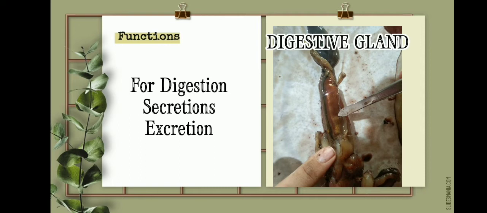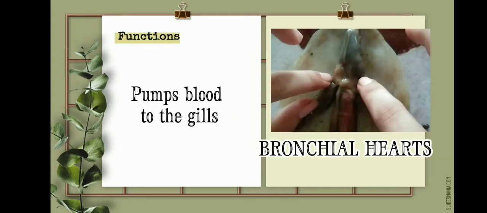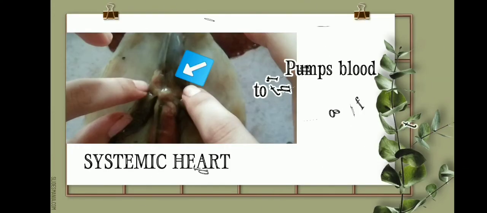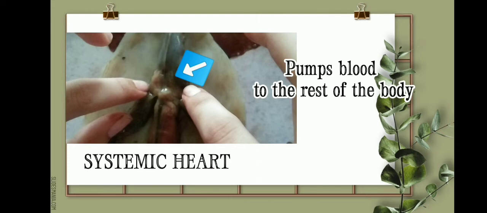Their digestive gland. Squid use it for digestion, secretion of digestive enzymes, and excretion of metabolic waste in brown body vacuoles. Their 2 branchial hearts are located in this part. These 2 hearts pump blood to the gills where oxygen is taken up. Well, this is where its systemic heart is found. It pumps blood to the rest of its body.